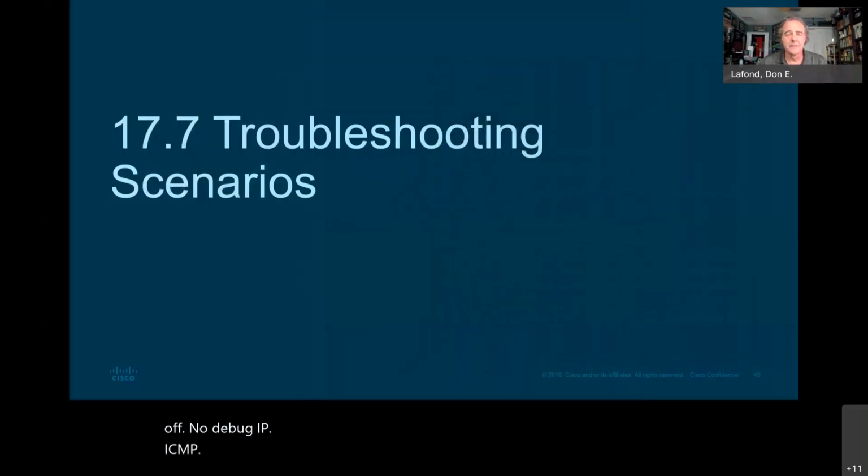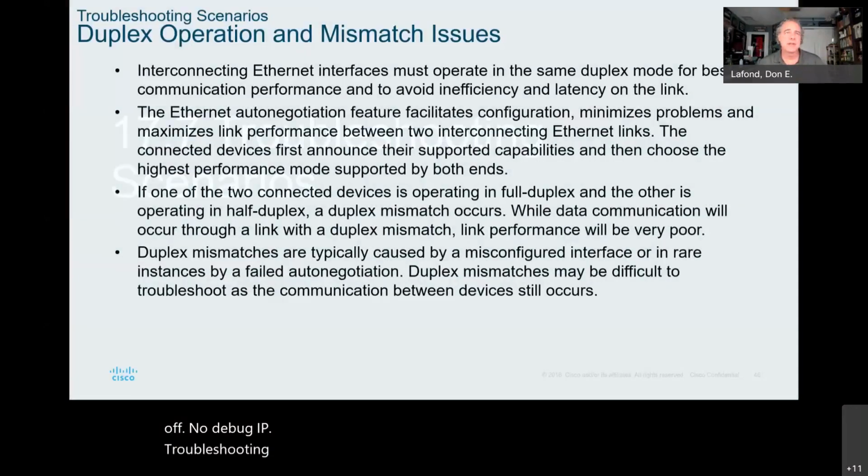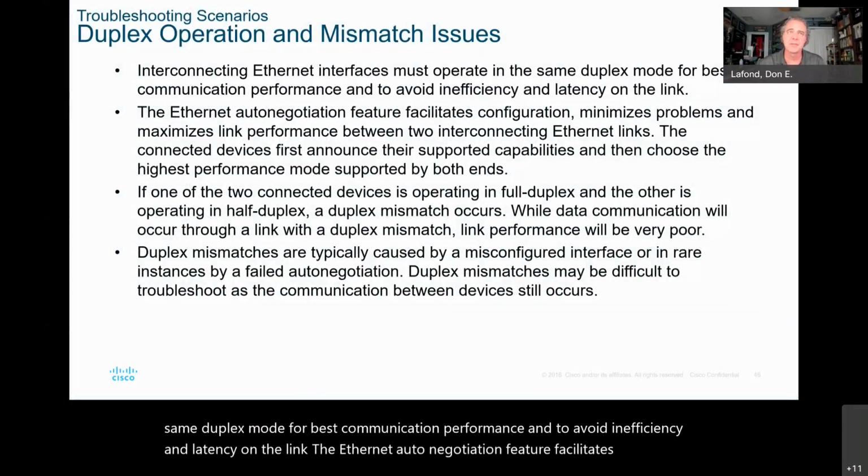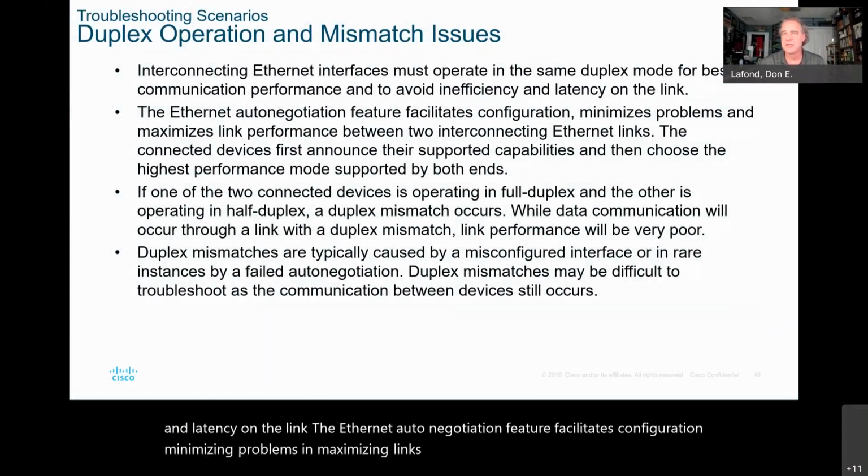Troubleshooting scenarios. Interconnecting Ethernet interfaces must operate in the same duplex mode for best communication performance and to avoid inefficiency and latency on the link. The Ethernet auto negotiation feature facilitates configuration, minimizing problems and maximizing link performance between two interconnecting Ethernet links.